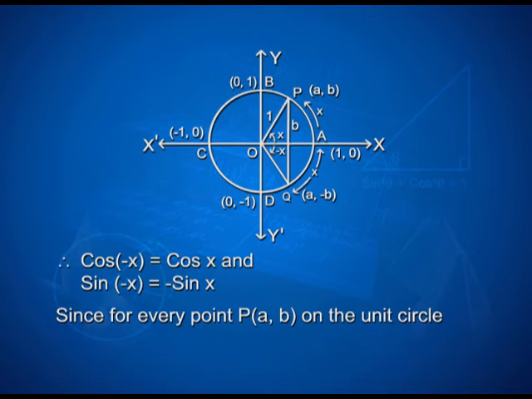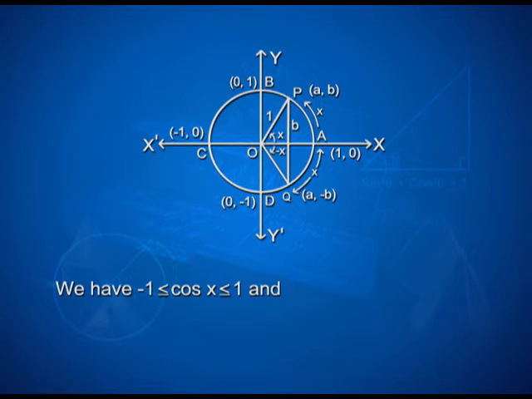Since for every point P(a, b) on the unit circle a lies between minus 1 and 1, we can write minus 1 is less than or equal to a is less than or equal to 1, and minus 1 is less than or equal to b is less than or equal to 1. We have minus 1 is less than or equal to cos x, which is again less than or equal to 1, and minus 1 less than or equal to sin x less than or equal to 1 for all x.